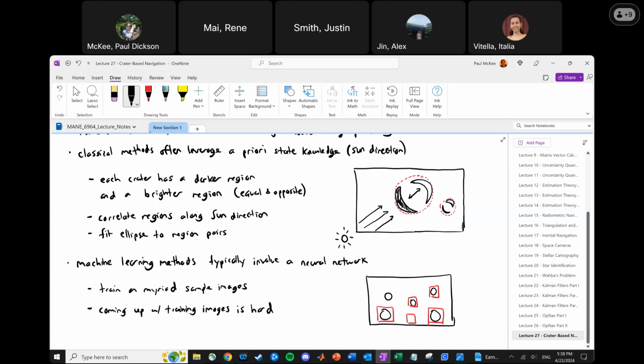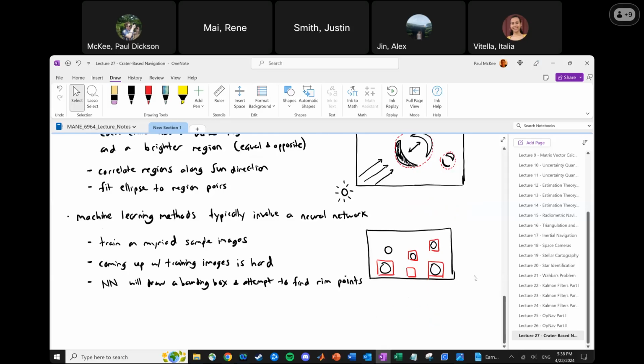So the neural network will draw a bounding box around craters and attempt to find rim points. No promises. The bounding boxes are generally pretty good. The rim points are hit or miss, in my experience working with algorithms like this. Now, your mileage may vary, right?